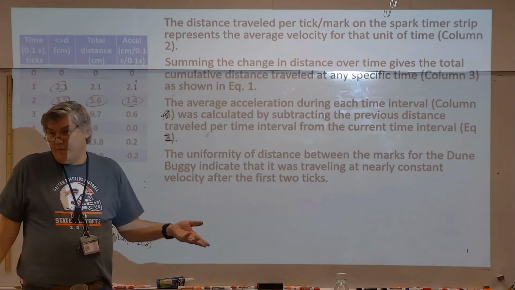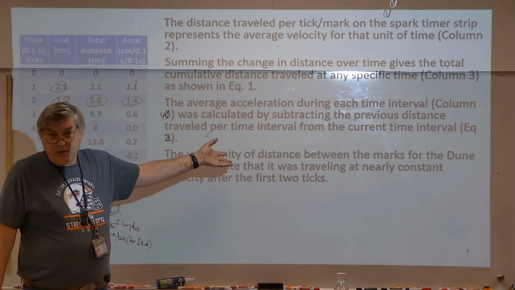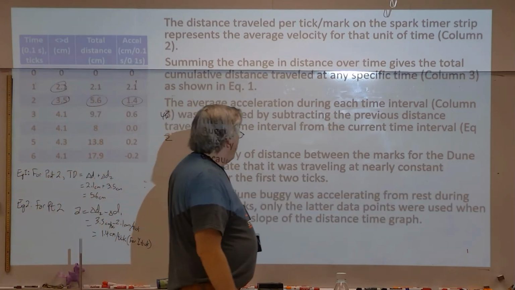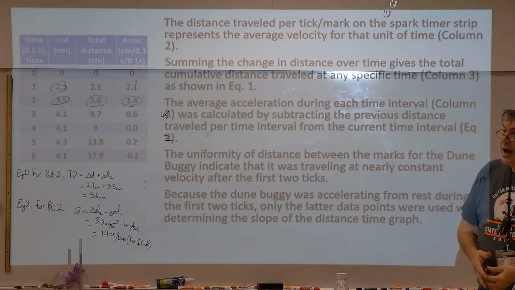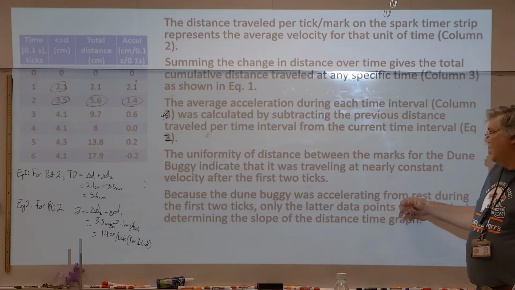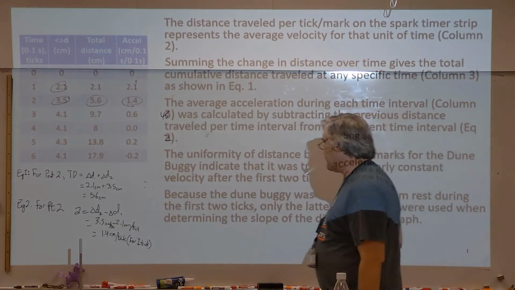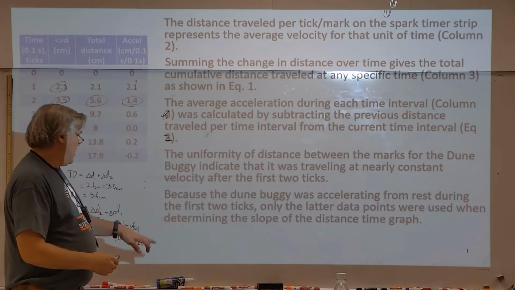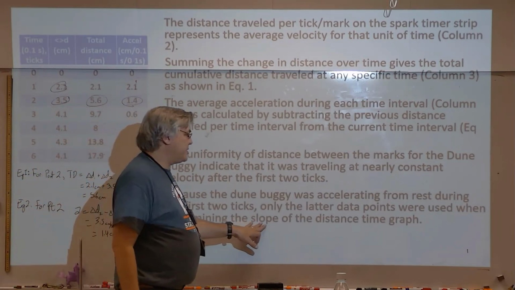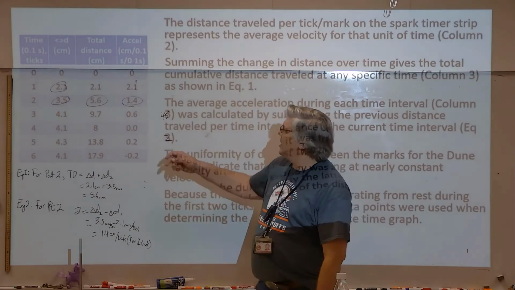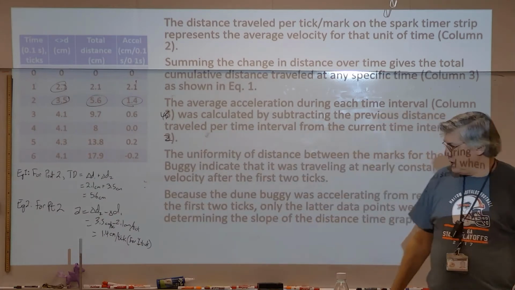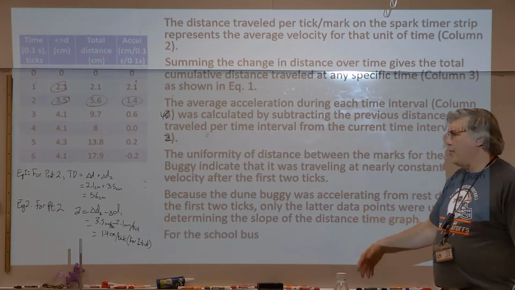The first couple of ones maybe weren't, and I made up a couple that didn't fit when I made up this data, because the Dunebuggy was accelerating from rest. This may not have happened for your data, or it may have happened more. I said because the Dunebuggy was accelerating from rest during the first 2 ticks, only the latter data points were used when determining the slope of the distance time graph. So basically, I said the first 2 ticks I didn't include in my slope. And then for the school bus, yada yada.